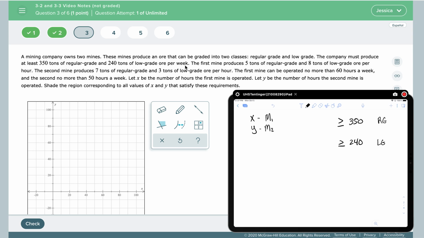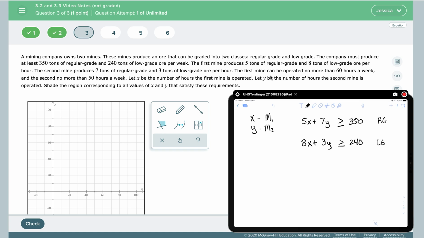So all the numbers dealing with regular grade are going to have to go together, and then all the numbers dealing with low grade will have to go together. So our first mine produces 5 tons of regular grade, so 5x for that first mine, and then 8 tons of low grade. So that will have to go down into the second one, so 8x. And then the second mine produces 7 tons of regular, so the 7 goes in the first one, and then 3 tons of low grade. So that will go into the second one.